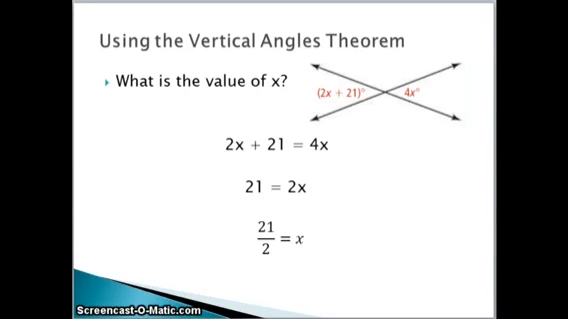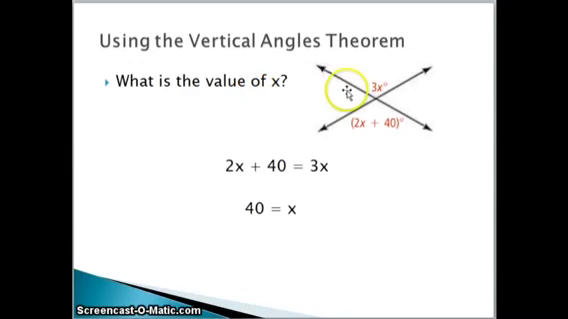Next, using the vertical angle theorem to solve for a value. Since we said this side is the same as this side, we can solve for the value by setting them equal to each other, and then just do your math. Subtract 2x from this side and this side, and then you get 21 equals 2x, divided by that. That will be your answer. You can write it like this. Sometimes in multiple choice you won't find an answer like this, so you just need to figure out which one is a better way to do it.